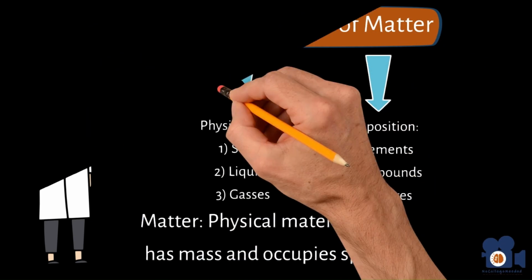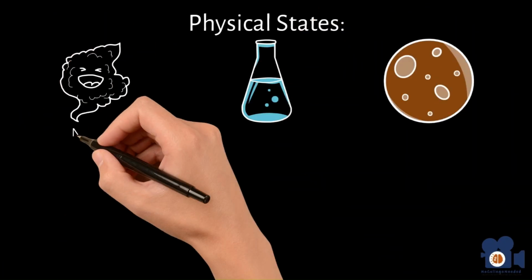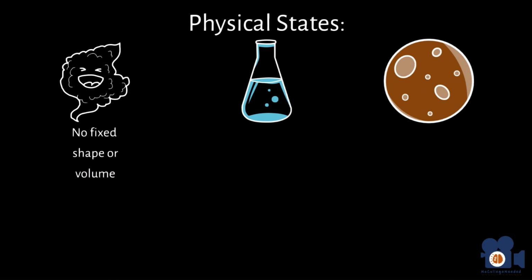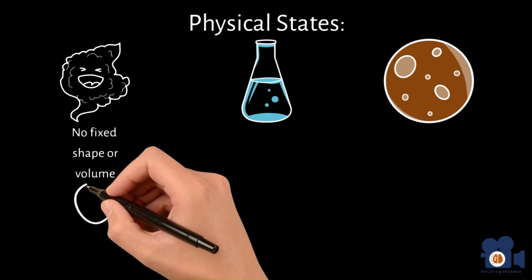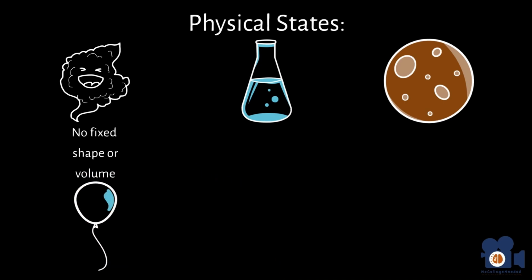The three most basic states of matter are gases, liquids, and solids. Gases have no fixed shape or volume, and in most cases, they can be easily compressed. A good example of this is when you blow up a balloon. Depending on the strength of the balloon material, you can often squeeze the balloon into a smaller size.